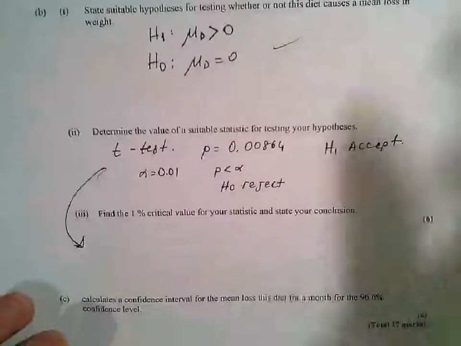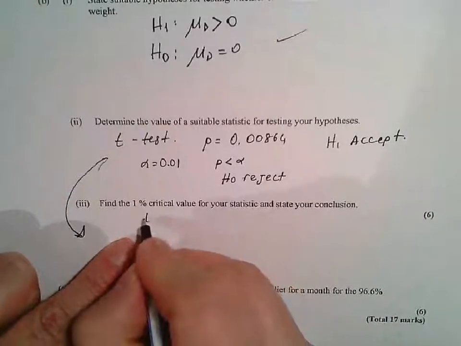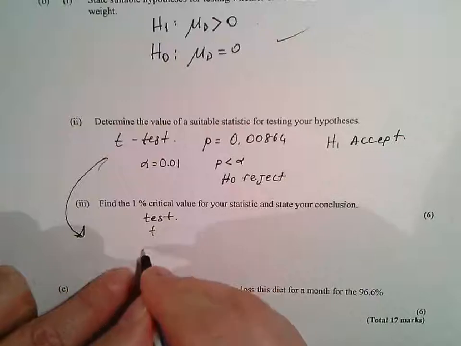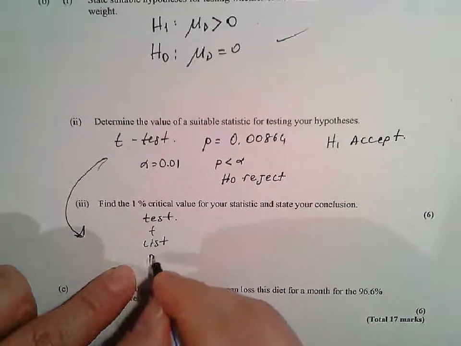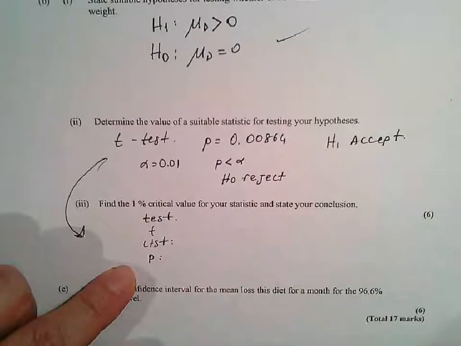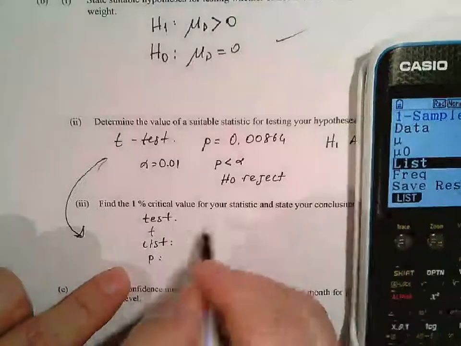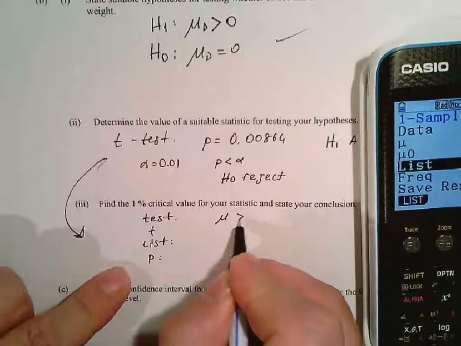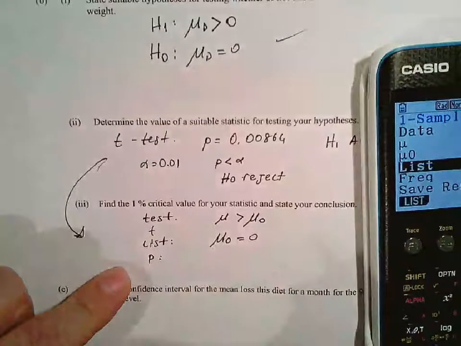Okay, how do you write them down when you have your test? Test, okay, T-test, and then from the list variable, okay, and then the p-value. That's it. I think those are, oh, this is the most important one. The mean is, okay, greater than mean 0. Mean 0 is equal to 0.